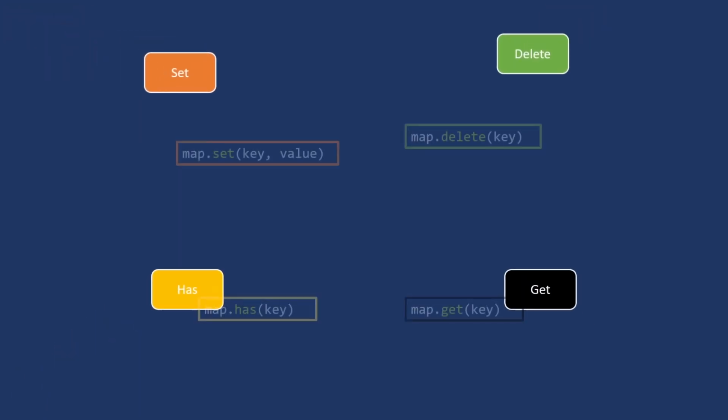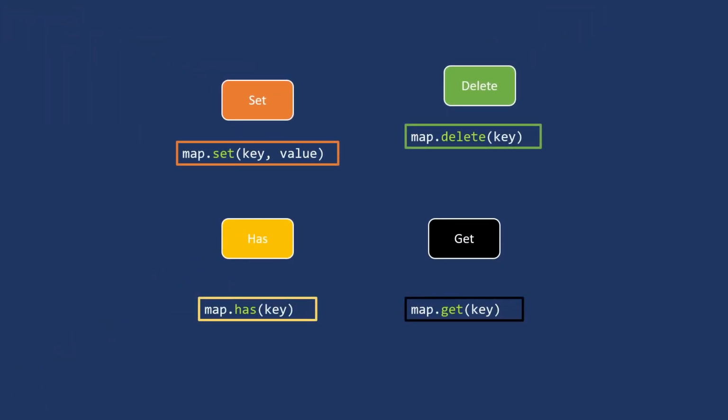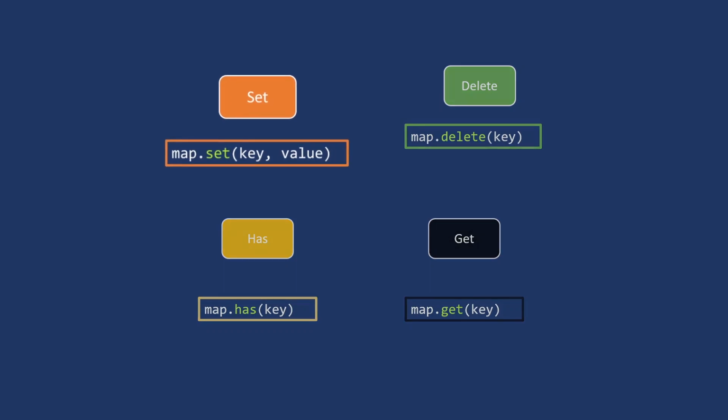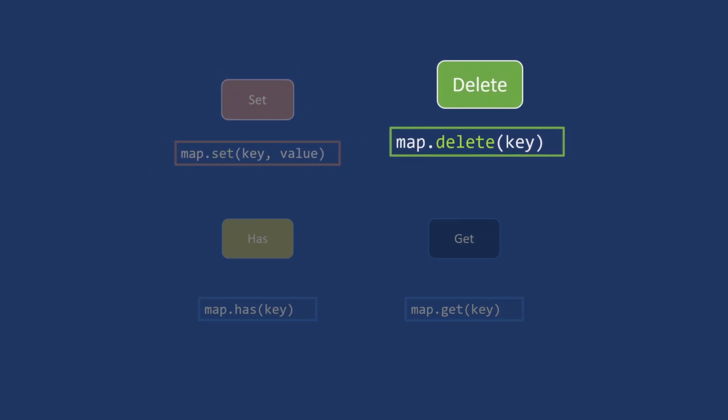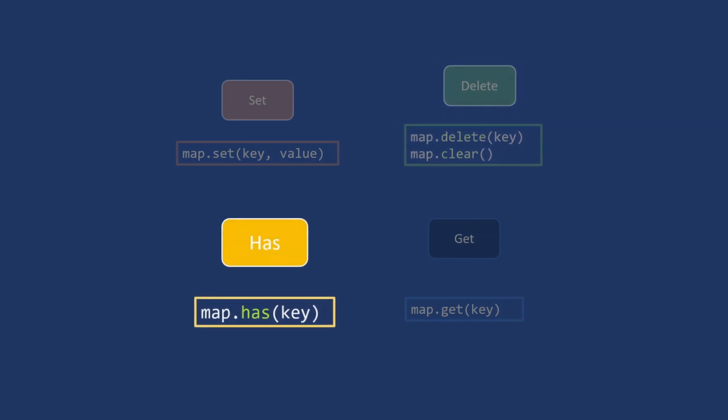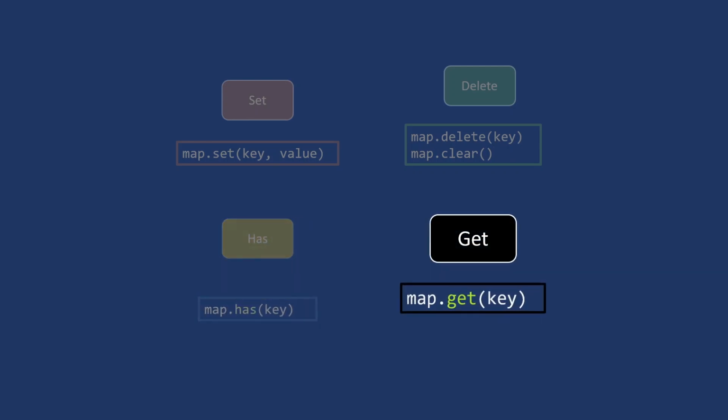There are also four main operations we can do on our map. Set, to add a new entry or update an existing one. Delete, to delete an entry, or clear, to delete all entries. Has, to test whether a key is present, will return true or false. And get, to retrieve an entry's value.